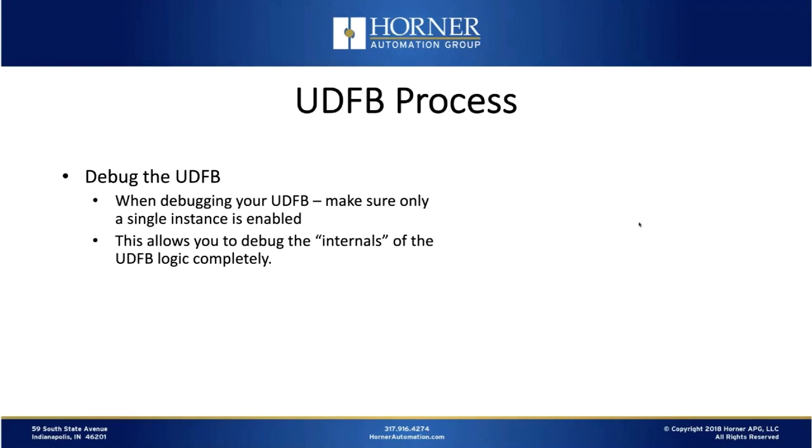Okay, so we've created the function block, and we've also now applied, in our example, 2 instances of the function block. But really, before we apply it in too many places, we need to debug it. Again, the last thing you want to do is not test your function blocks and have bugs that you're moving throughout your code. When we debug, we only want a single instance to be enabled. This allows us to debug the internals of the function block with only one instance calling it, which makes troubleshooting much, much easier. So let's take a look at the debug process.